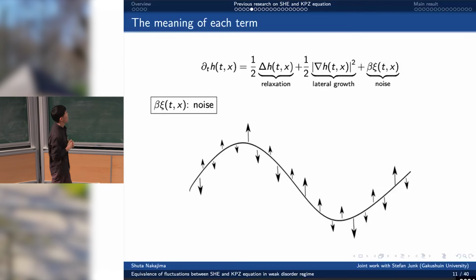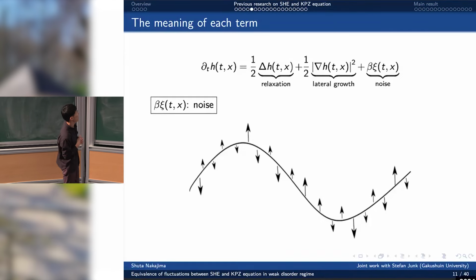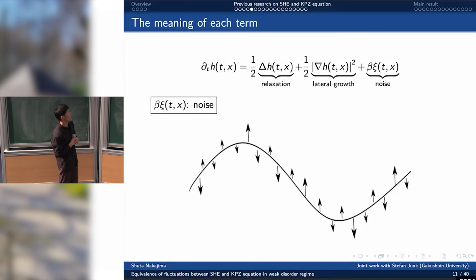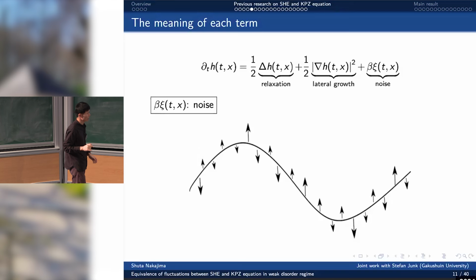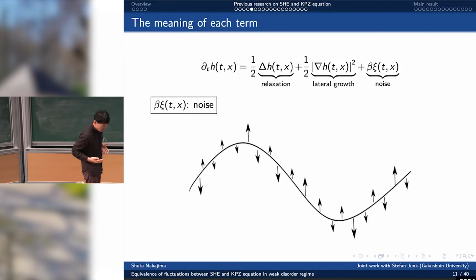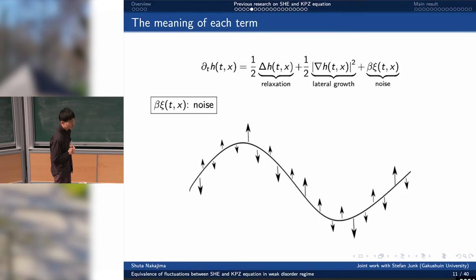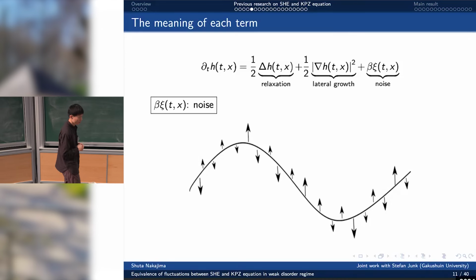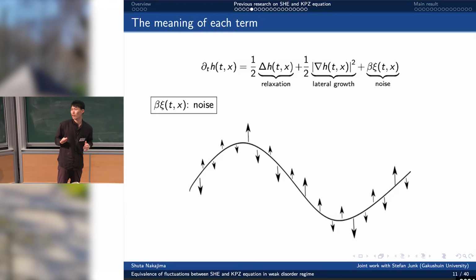Okay, the final term is called noise. In this case, the noise direction is random, and the strength is also random, so they are located independently. This term makes the problem very hard. Okay, the model is clear so far.